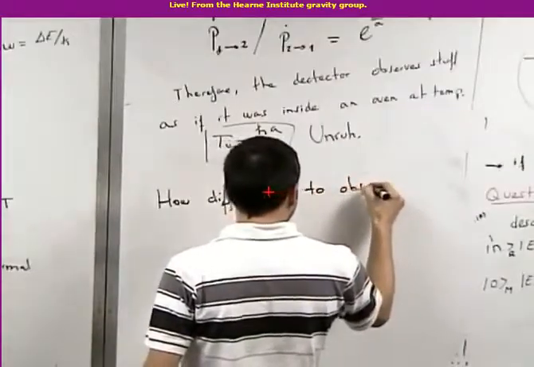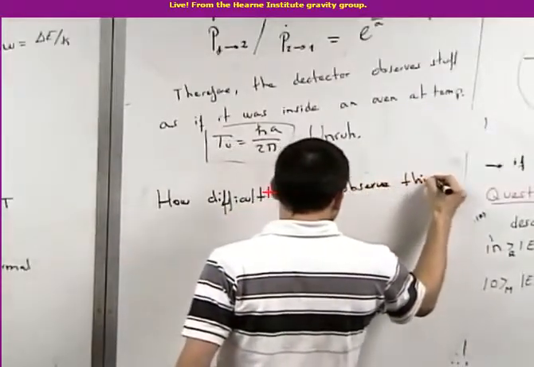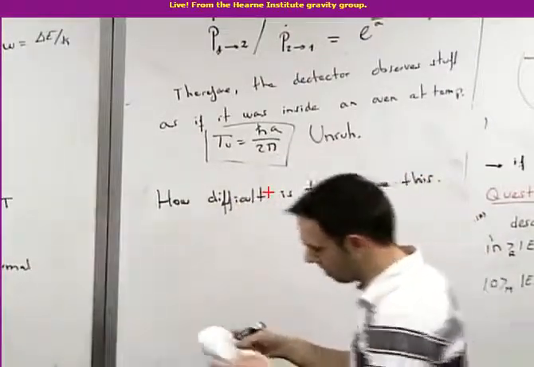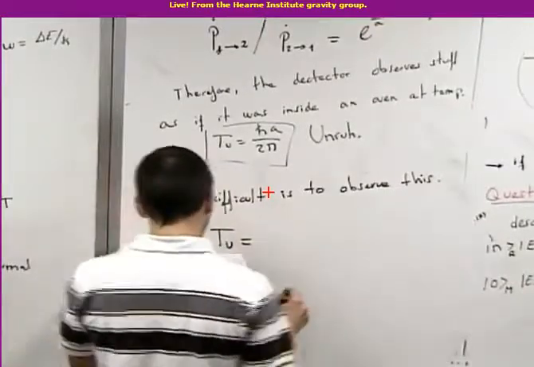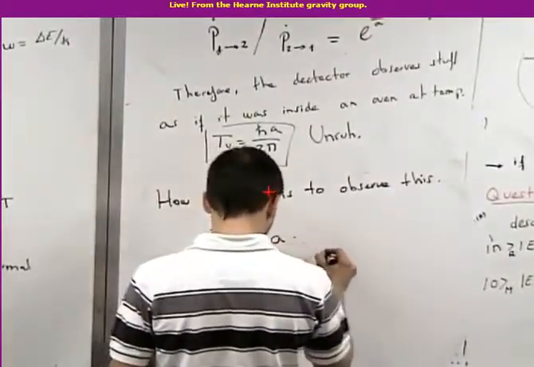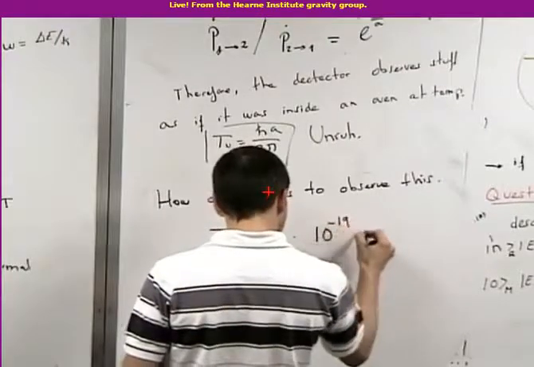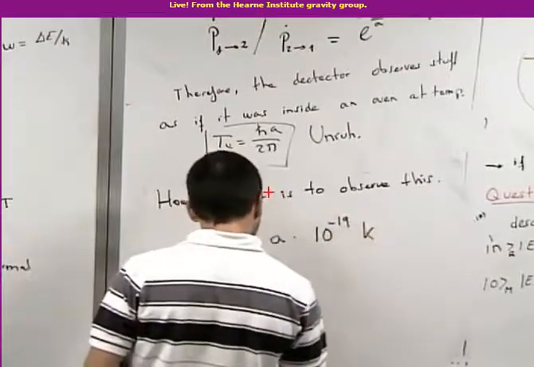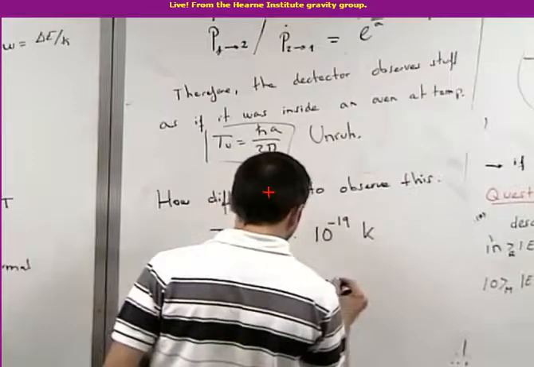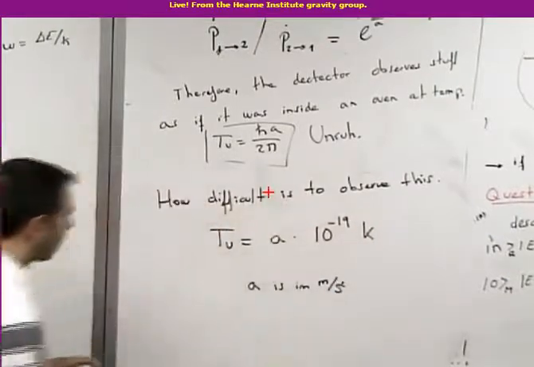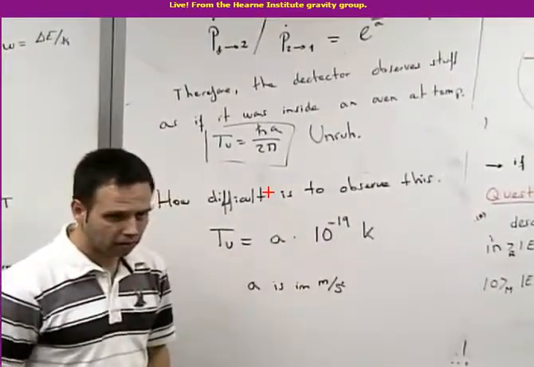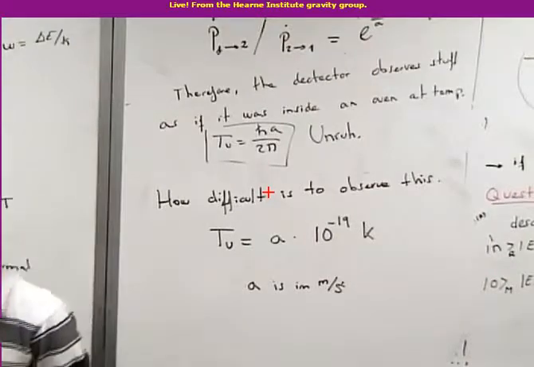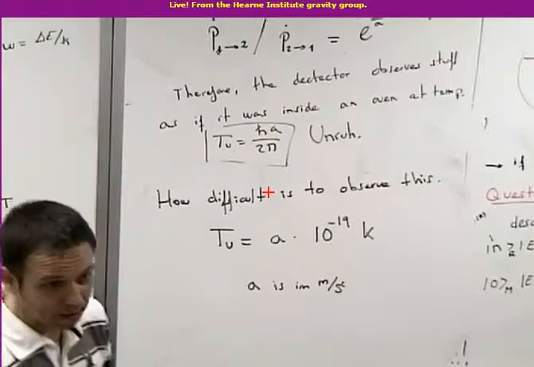To observe this? There are many proposals, and I have more to say, but just to summarize, if you put in units, the Unruh temperature is about 10 to the minus 19 Kelvin times the acceleration, when the acceleration is in meters per second squared. So in order to get 1 Kelvin, you need an acceleration of 10 to the 19 meters per second squared. That is a pretty big acceleration. That is the main difficulty.